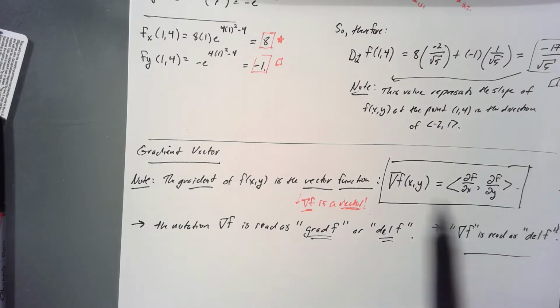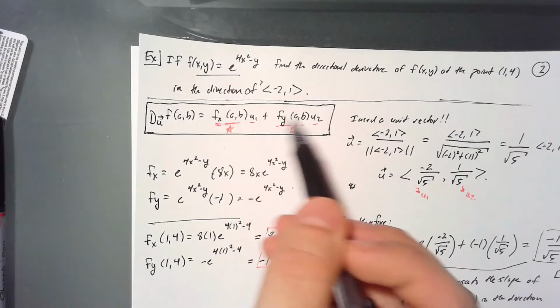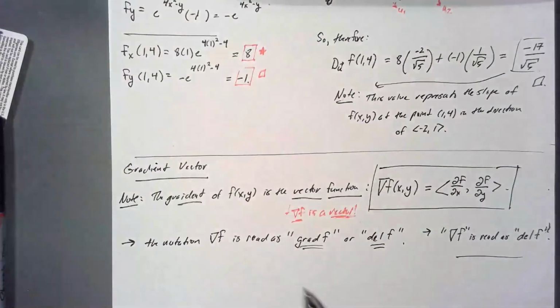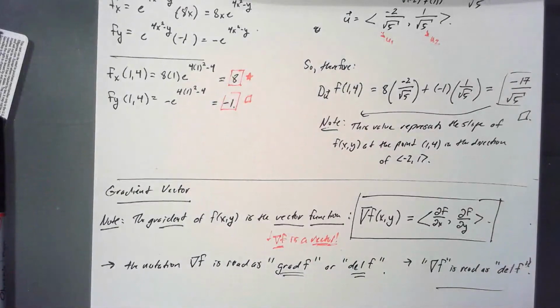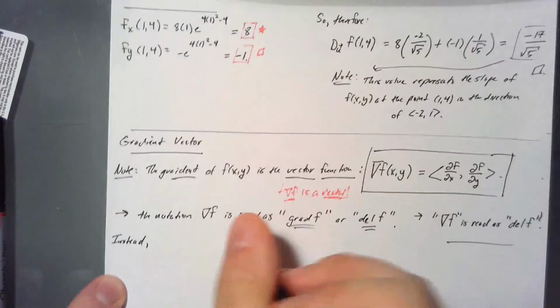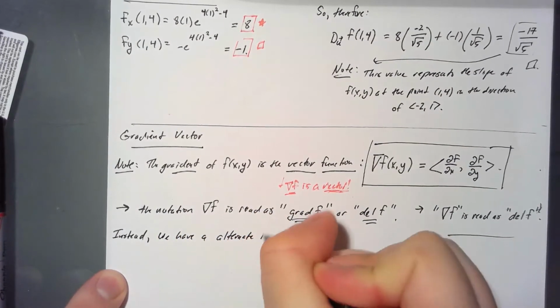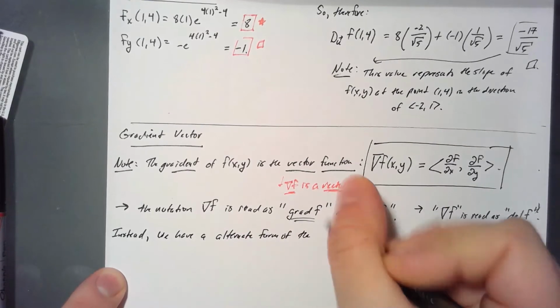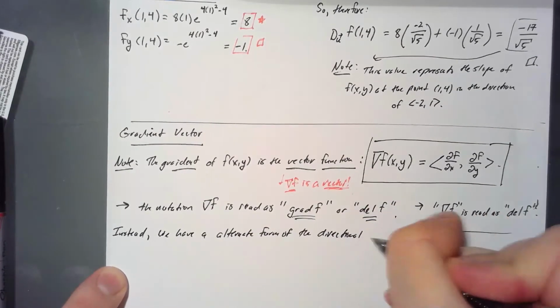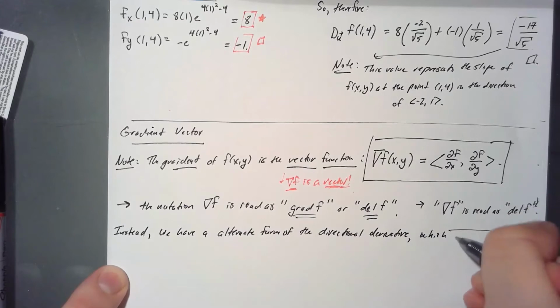So, provided we have this notation now, we could say there's an alternate form of the directional derivative. Instead of writing it out in component notation, we could just write it out with gradient notation. So instead, we have an alternate form of the directional derivative, which is as follows.